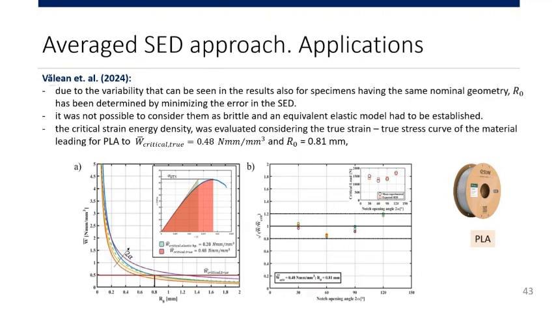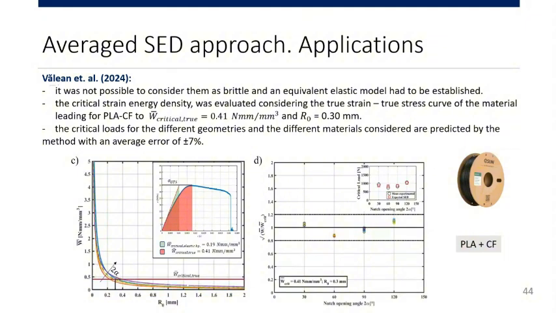What I would like to say about this is that, surprisingly, all the properties for PLA reinforced with carbon fiber were below those of the pure PLA, and only the area below the curve, so the fracture energy, was higher. We did the same for the PLA plus carbon fiber, and this average strain energy approach looks to work well in predicting the critical load.